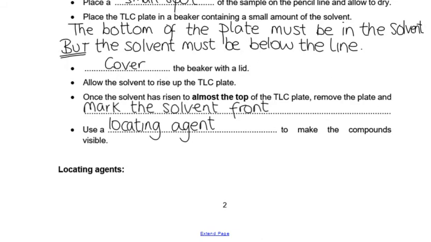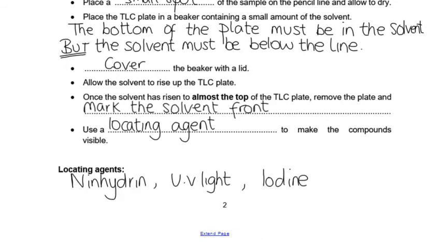So what are our locating agents? Some common locating agents are ninhydrin, which is really good for locating amino acids. So we'll come across that again in the course later. UV light, if your compounds are UV active, they'll show up in UV light, or if they react with iodine, or maybe even something like potassium permanganate, they may react and that will help them show up.